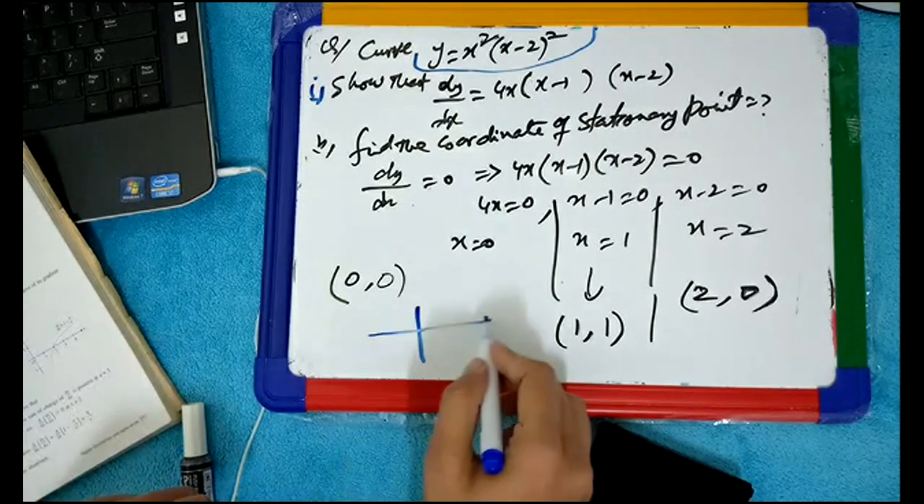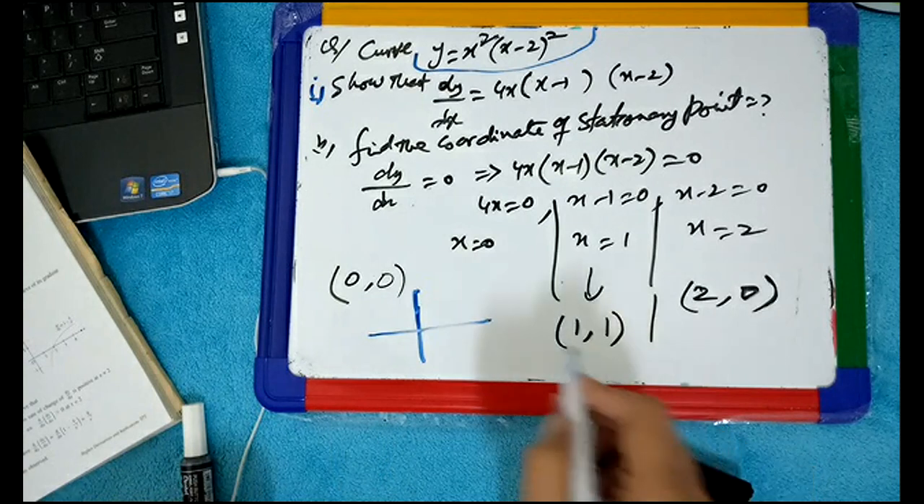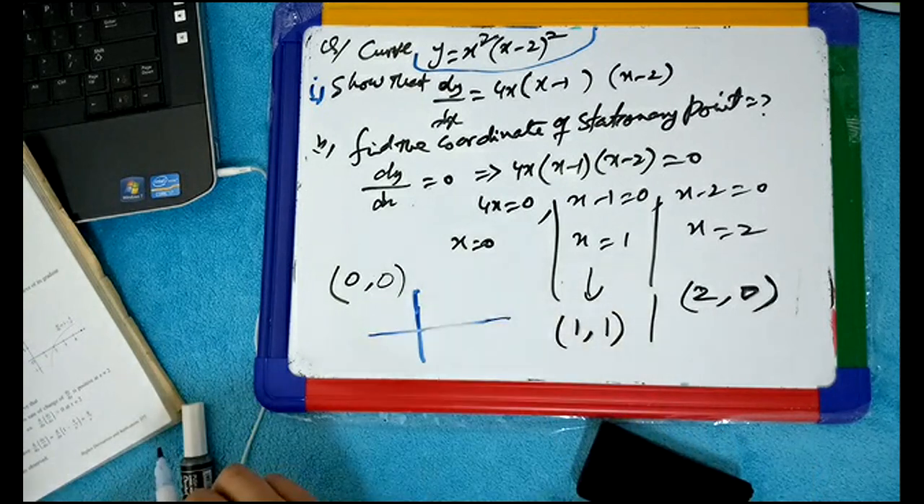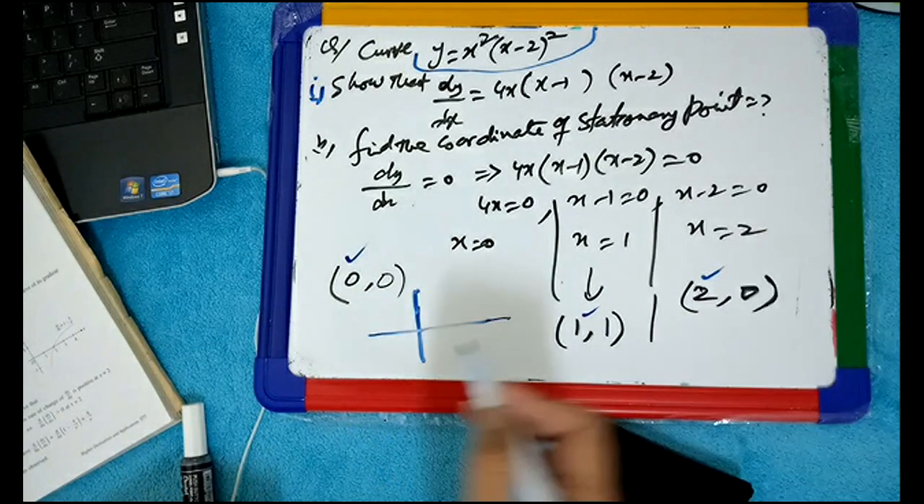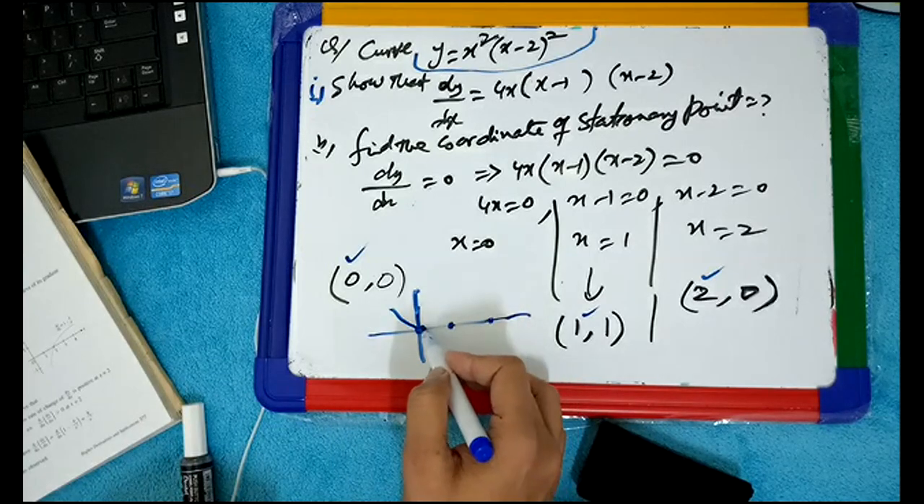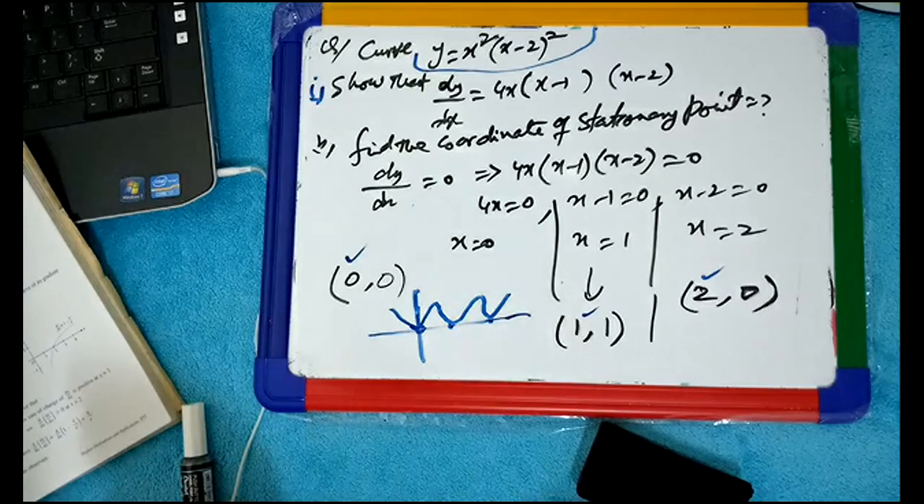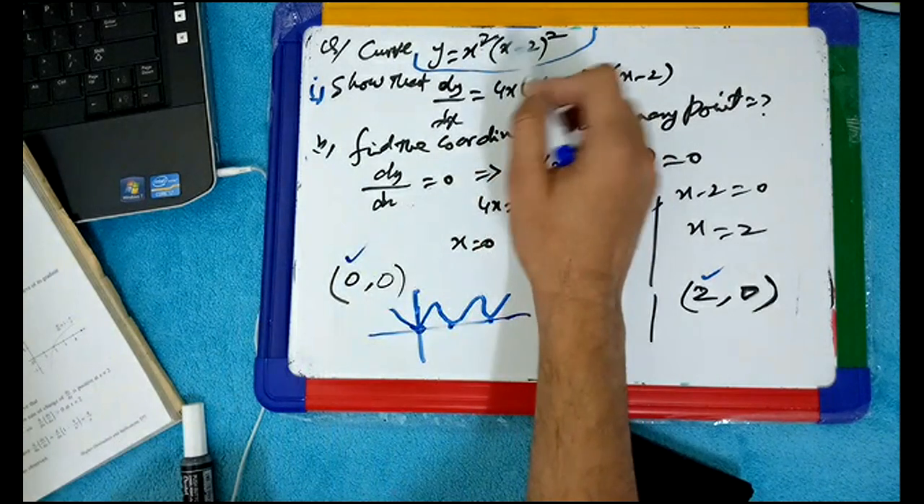So this curve is like this. The x terms are 0, 1 and 2, and here it is touching. The curve goes like this through 0, 1 and 2, because these are the three stationary points. The highest degree was fourth, so the curve is like that.